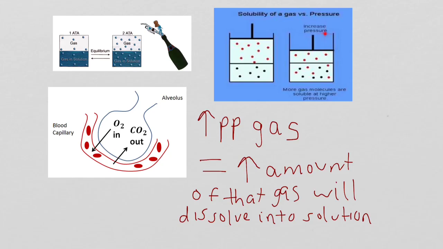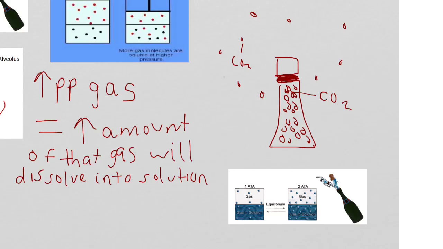Let's look at this picture right here. You can see it, what I just explained. Right here, we have, let's say at surface, there's not very many molecules in the solution. But as we increase our pressure, see we're increasing the pressure, the more molecules are dissolved into that solution, which is our blood.